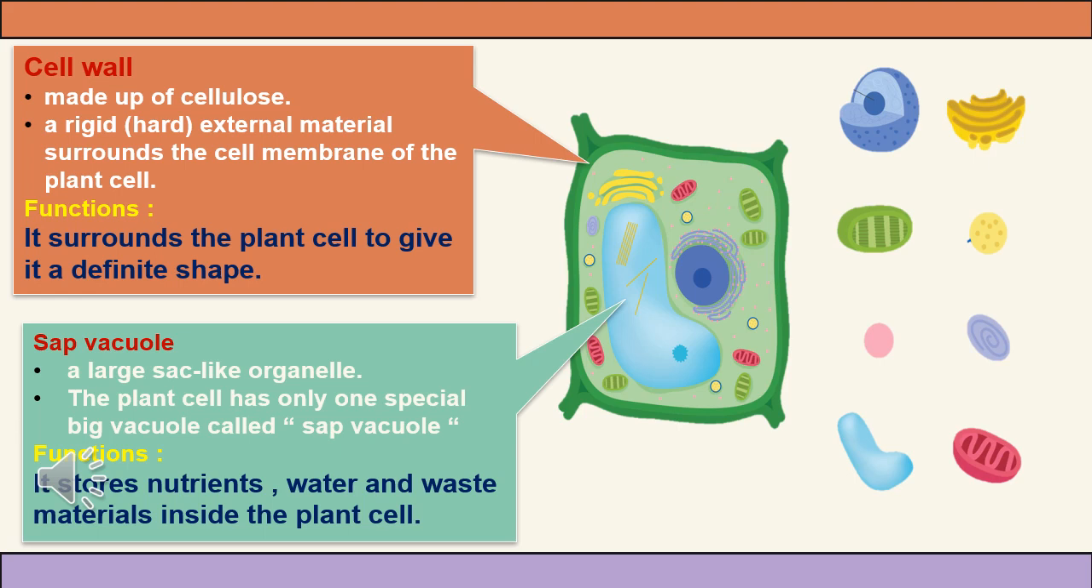What about the sap vacuole? Look here. What does it look like? Super, it looks like a large sac. Okay. And where can we find the sap vacuole? In plant cell only? Or animal cell only? Or both of them? Super, in plant cell only. Okay, and what about its function? Do you know its function? Super. It contains the nutrients, water, and waste material inside the plant cell.